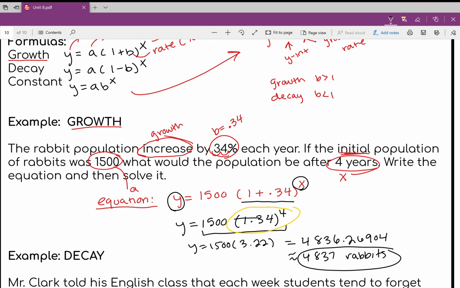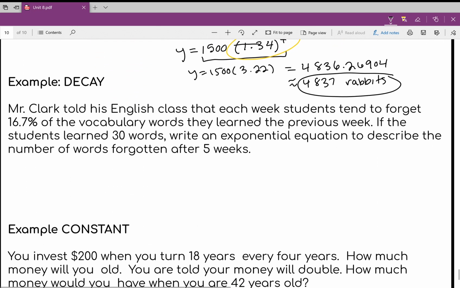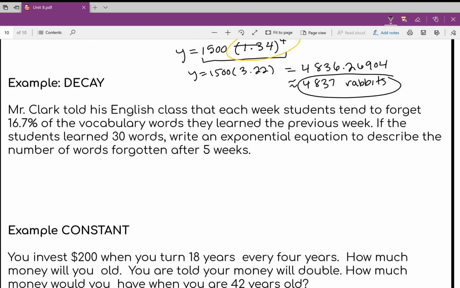Okay, let's look at example 2, decay. So I'm going to read the problem first. Mr. Clark told his English class that each week students tend to forget 16.7% of the vocabulary words they learned the previous week. If the student learned 30 words, write an exponential equation to describe the number of words forgotten after 5 weeks. So remember, first we're going to go through and label everything. So let's see, Mr. Clark told his English class that each week students tend to forget. Forget means it's a decay. And we're looking for those keywords.